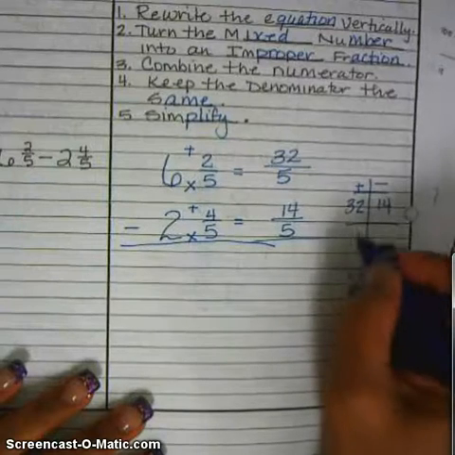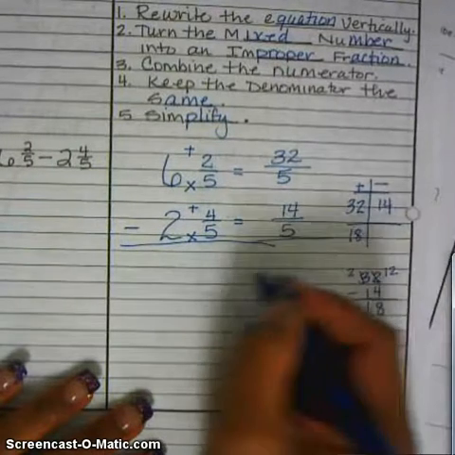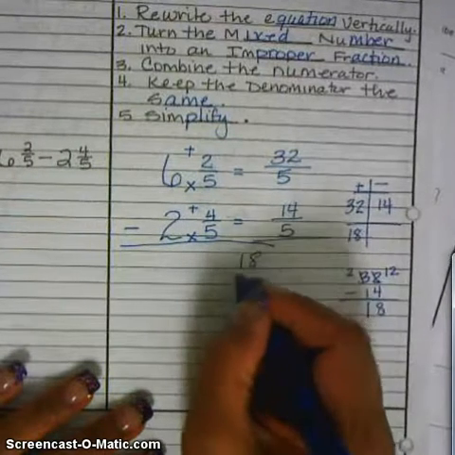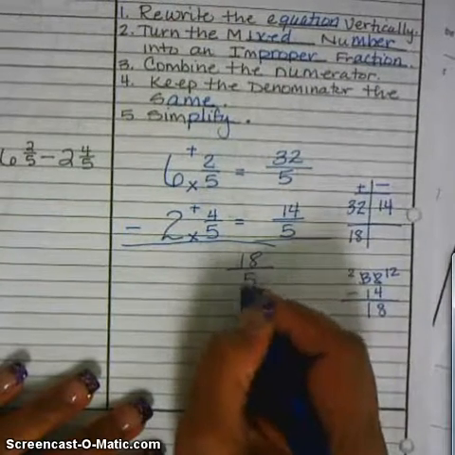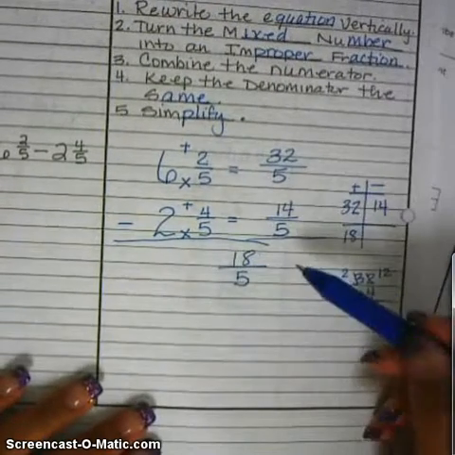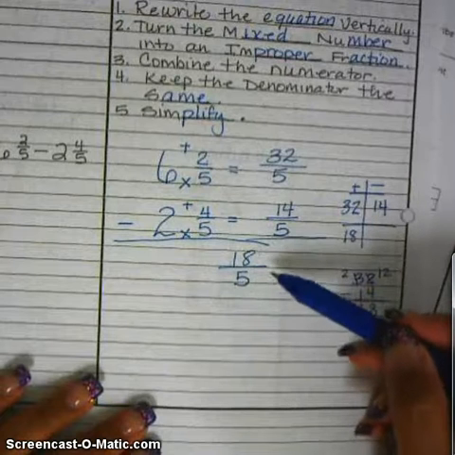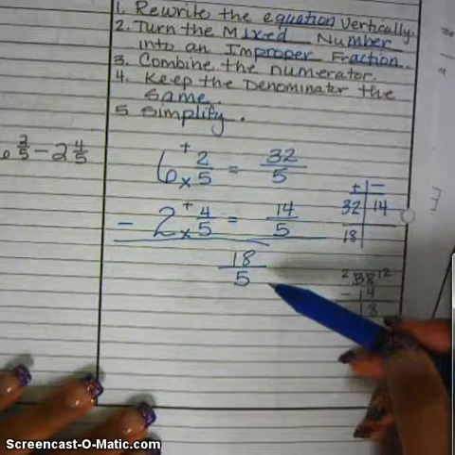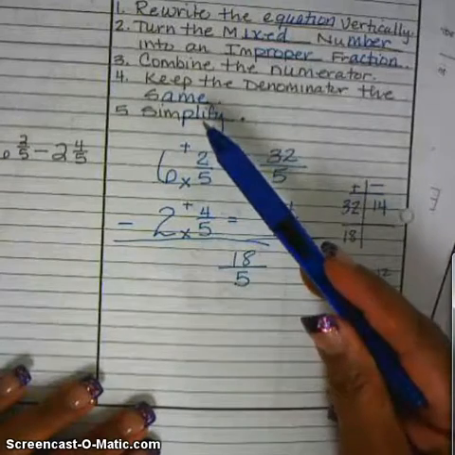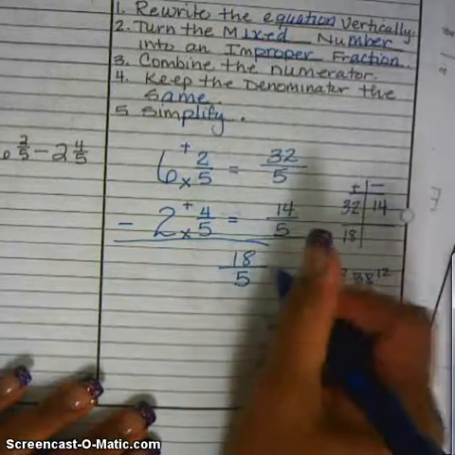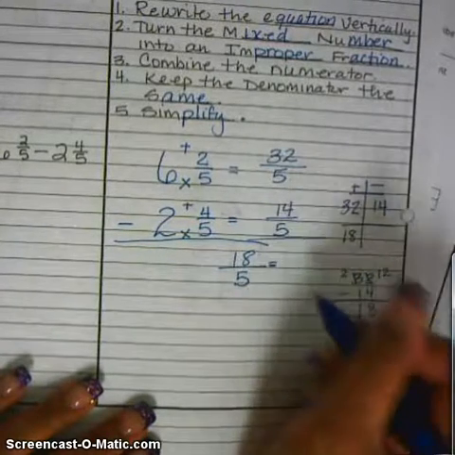Okay, so my positive wins by 18. So that is my new numerator. My denominator stays the same. So right now, my answer is 18 over 5. This is still an improper fraction, so we want to put this in simplest form. That's your final step. Simplest form would be to turn it into a mixed number.